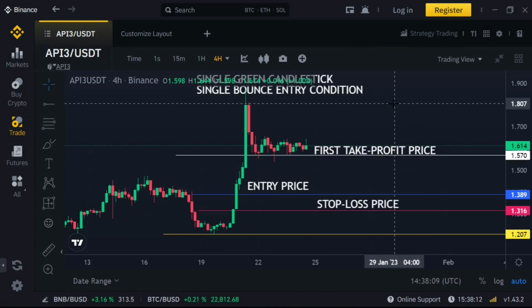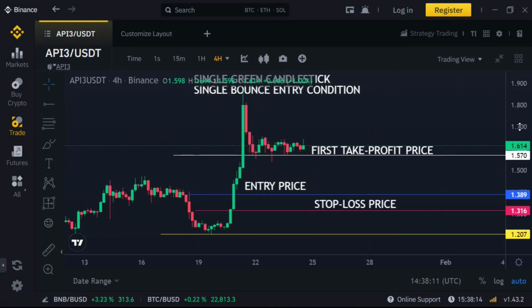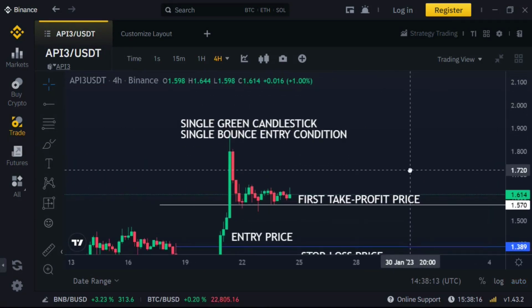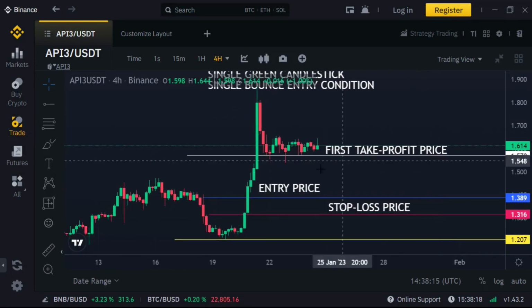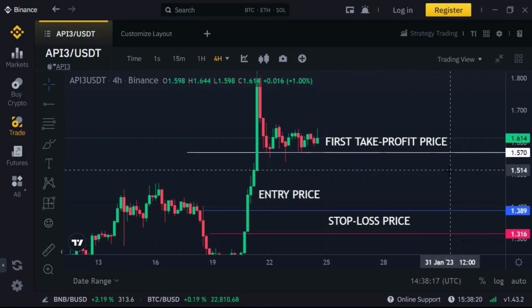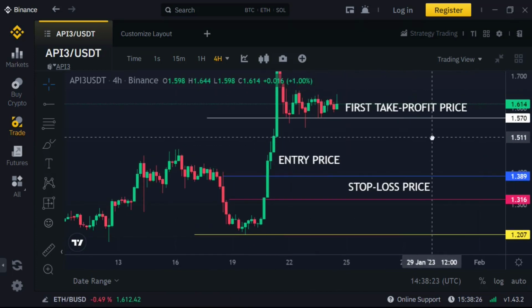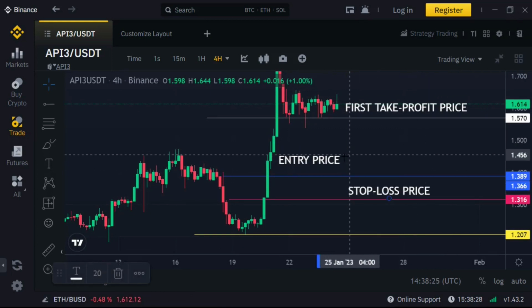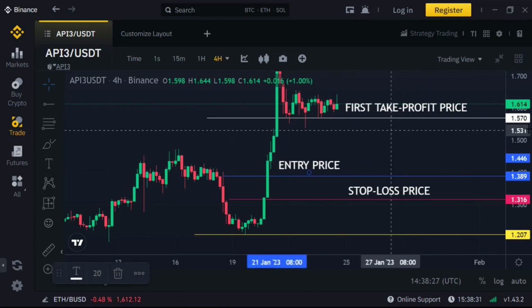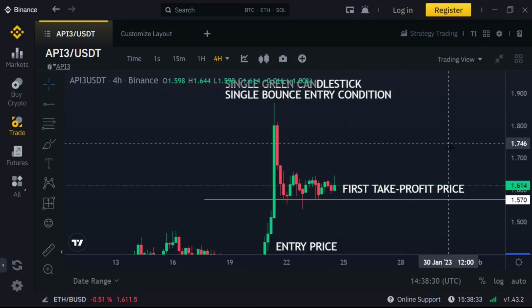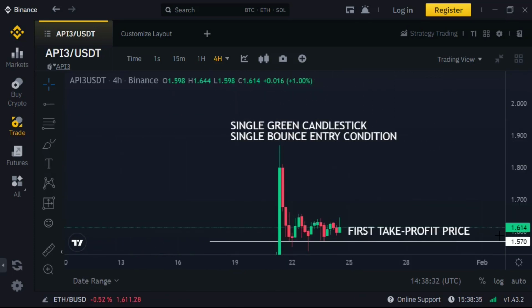So if you want to trade on the single green candlestick, single bounce entry conditions, you have to be very careful of price action manipulation by the exchanges and market makers of the cryptocurrency pair. You can say, I want to see the formation of 2 green candlesticks between the stop loss price and the entry price before I can participate on this live trade.